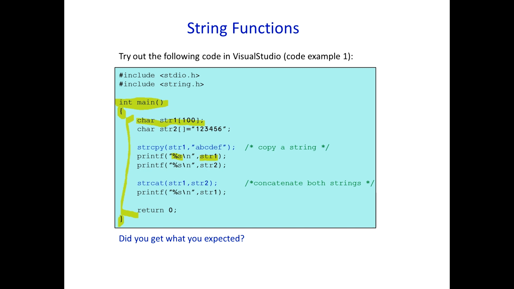Now we will append string2 to string1. So we're going to do that with the string cat and print out string1 again. So now that should have the second string appended. So run this, and do you get what you would expect when you do that?